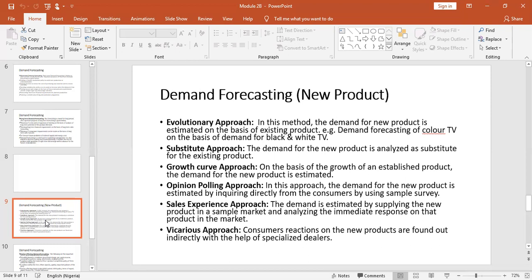Opinion poll approach. In this approach, the demand for the new product is estimated by inquiring directly from consumers using a sample survey. Then the sales experience approach. The demand is estimated by supplying the new product in a sample market and analyzing the immediate response to that product in the market. Like if you are coming in newly, you start marketing it just at a small scale to see the response of the market before you decide to go whole hog in producing large quantities.